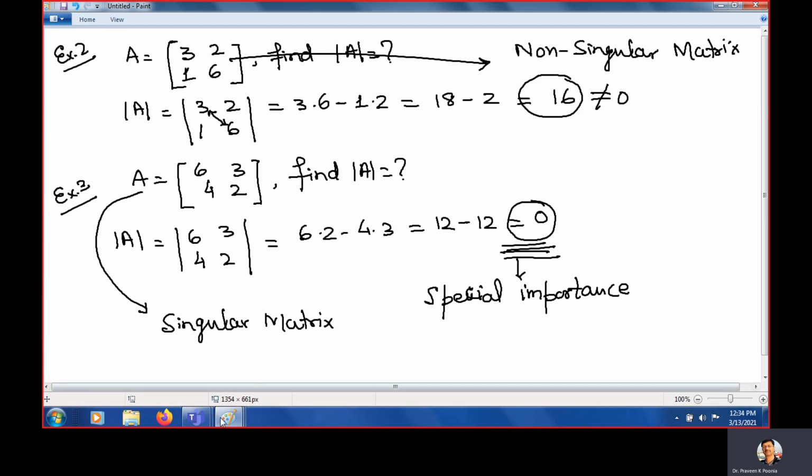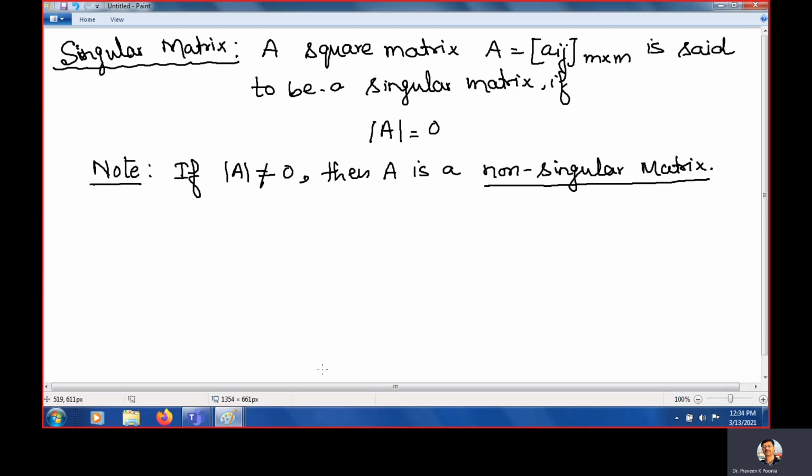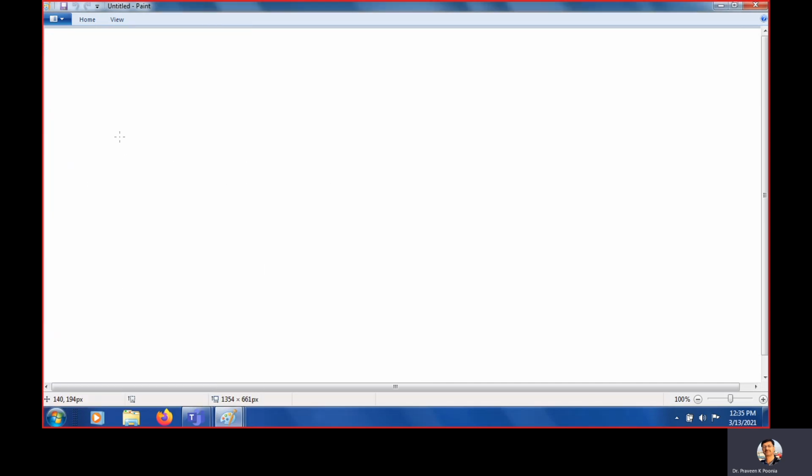Clear? So you need to remember a very important concept. If by chance the determinant is 0, then the matrix is singular. And if the determinant is non-zero, then the matrix is non-singular. And from this concept, you will definitely get one question in every exam. It is quiz, midterm, homework assignment, everywhere you will get a question from the singular concept. What type of question? Let us solve some examples based on the singular matrix.